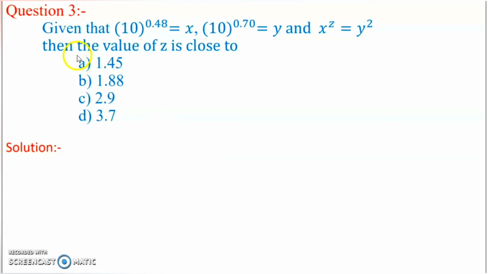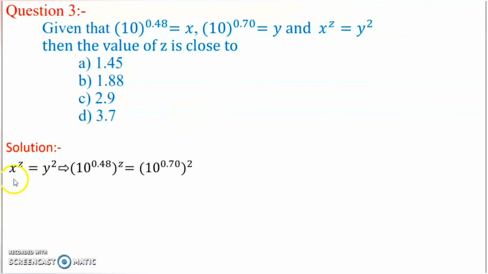The question is, given that 10 raised to 0.48 is equal to x, 10 raised to 0.70 is equal to y, and x raised to z is equal to y square, then the value of z is close to what? Now just observe here that you are given the value of x and you are given the value of y. Also you are given the relation between the three. So you can very well find the value of z by using this relation.